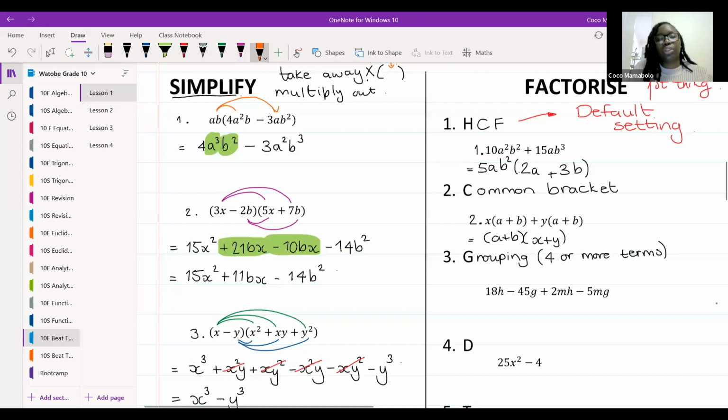So what I'm going to do is take the first 2 and see what they have in common, an HCF over here. And then I'm going to take the second 2, and see if they have an HCF over here. All right, let's look at these first 2 over here. 18H and 45G. What do they have in common?